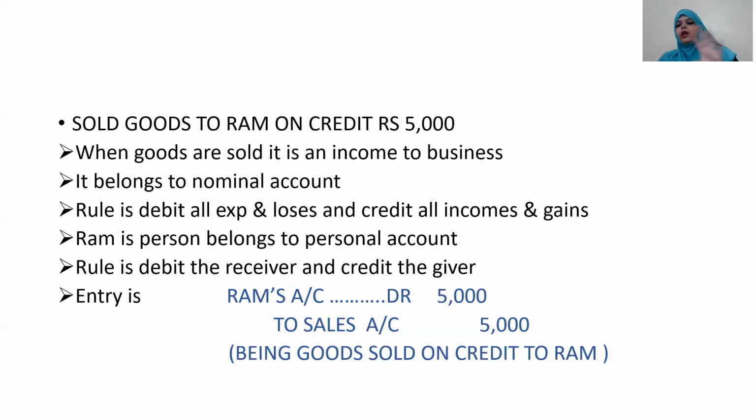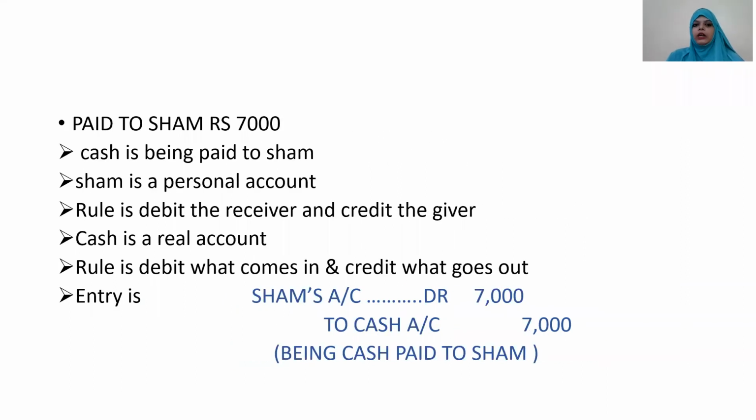Okay. So if it is on credit basis, we did not include the credit amount here, but we included the person who took the credit. The name of the person is mentioned. Otherwise, we would have written the name of the debtor, debtor's account, meaning the person who owes to our business. Moving on to the next part, that is paid to Shyam rupees 7,000.